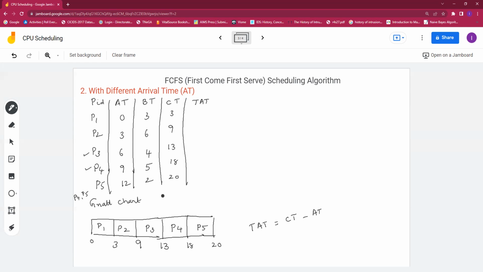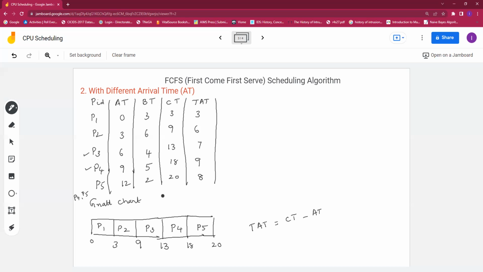So 3 minus 0, it is 3. 9 minus 3, 6. 13 minus 6, it is 7. And then 18 minus 9, 9. And then 20 minus 12, it is 8. So turnaround time we have found out.